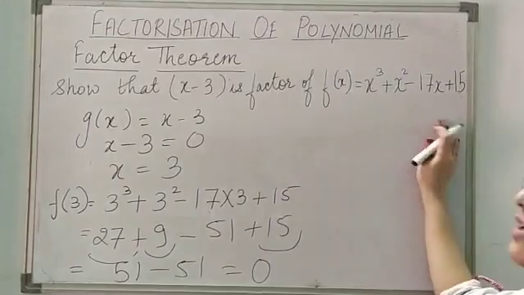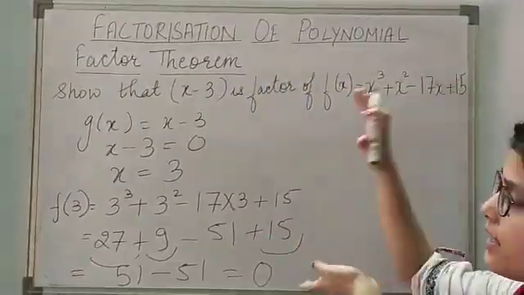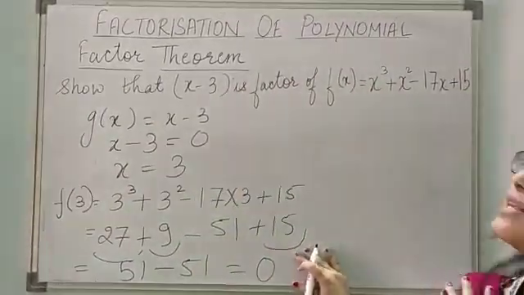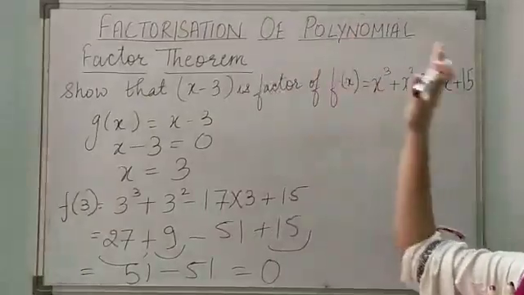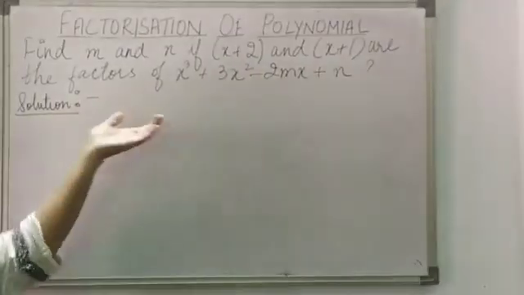Why? Because when we have substituted the value of x in this polynomial, then in the end, after doing the complete calculation, you are getting remainder 0, meaning this g(x) completely divides your polynomial. Okay, so now let's quickly solve this question.